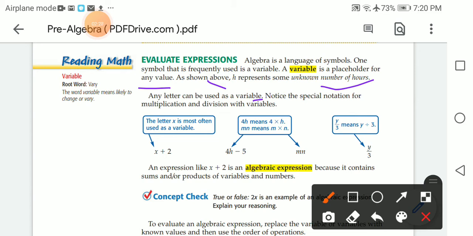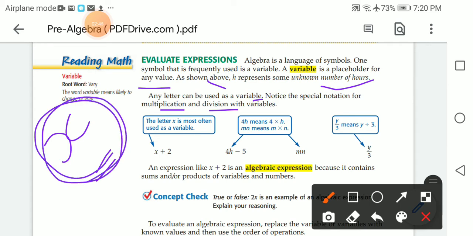Note the special notation for multiplication and division with variables. The letter x is most often used as a variable. In math we use x and y, as you know. For example, x plus 2. For 4h, it means 4 times h. I don't put a point between them. So 4h means 4 times h.